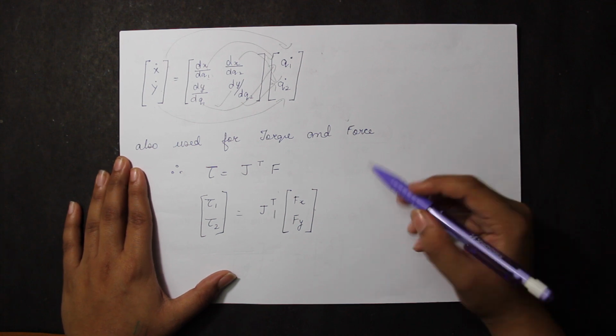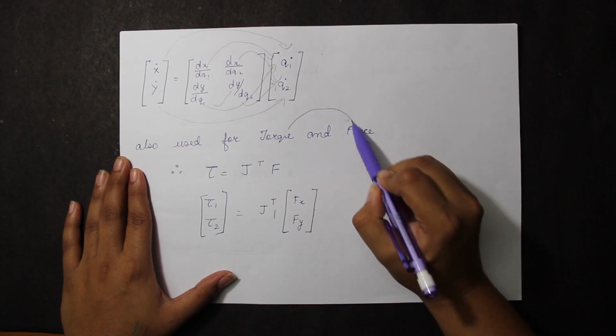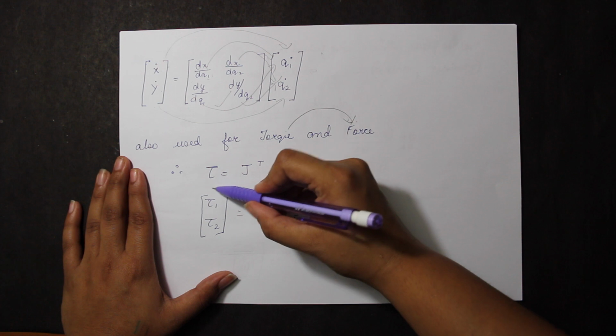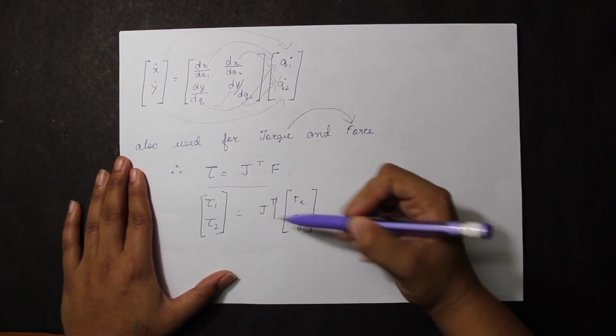Okay, now one important point is the Jacobian also links up the torque and the force. That is, this is the formula. That is, the transpose of the Jacobian matrix links the force and the torque.